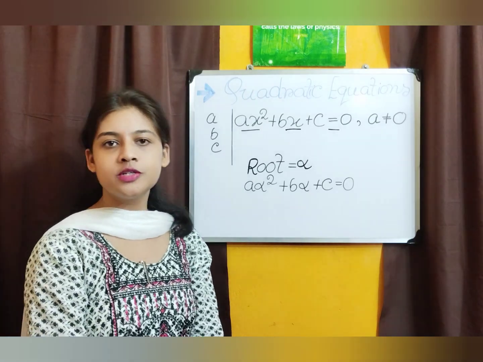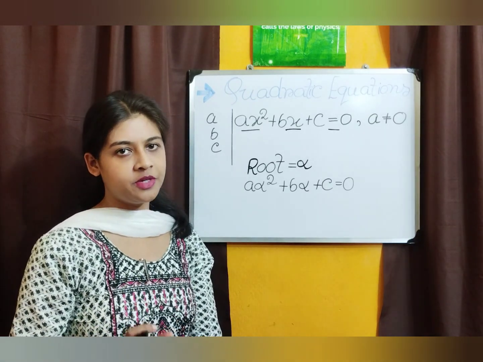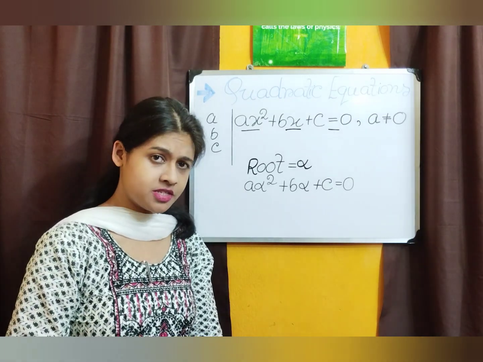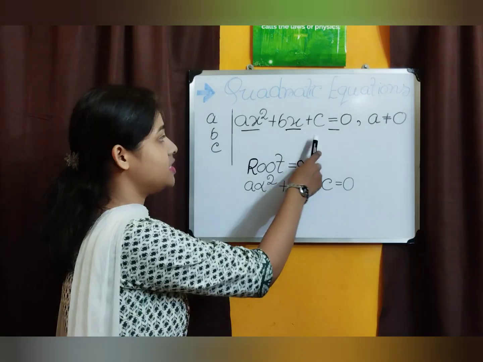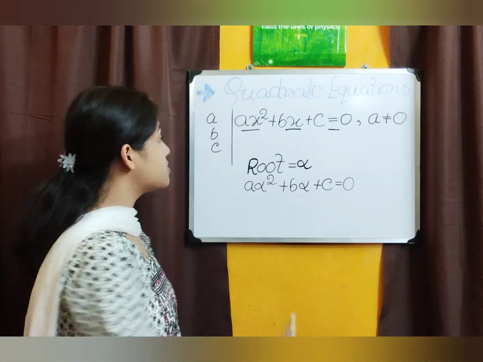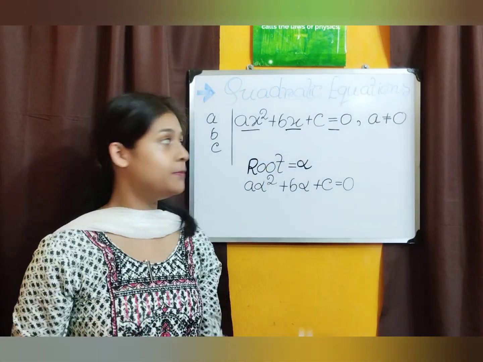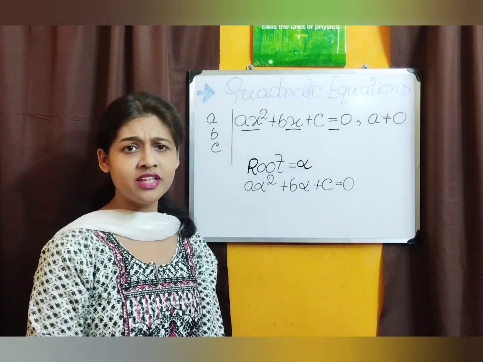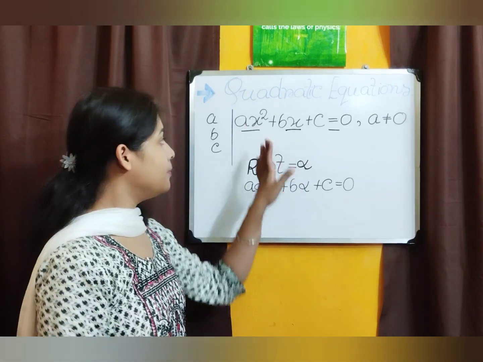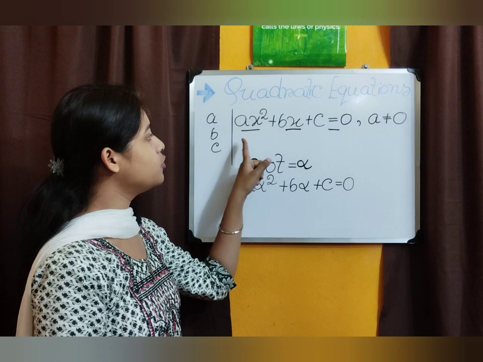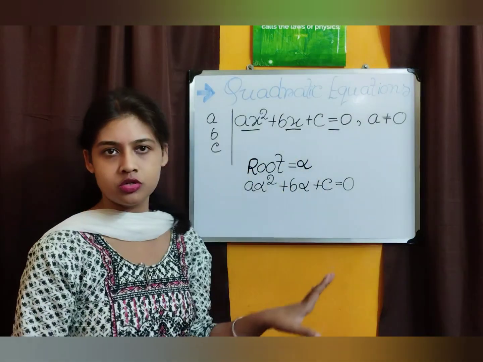Real number means what? Positive integer, negative integer, whole numbers, including 0. So b and c also can be 0. Suppose in this equation you say b equal to 0. What will the equation be? B equal to 0, then the equation will be ax square plus c equal to 0.